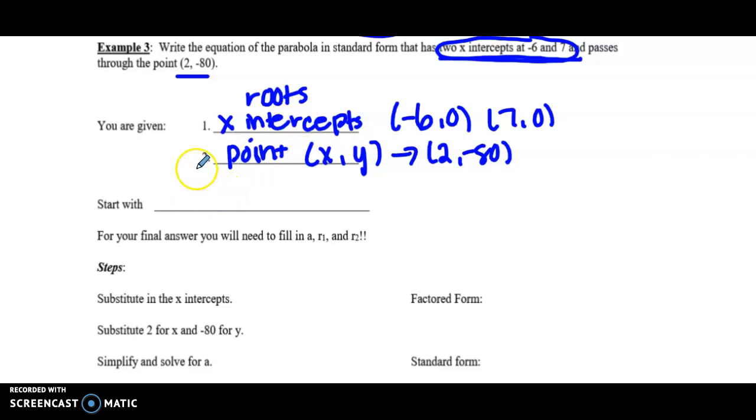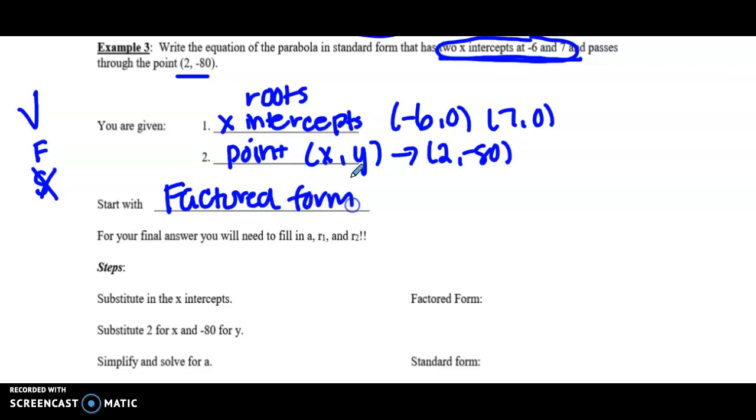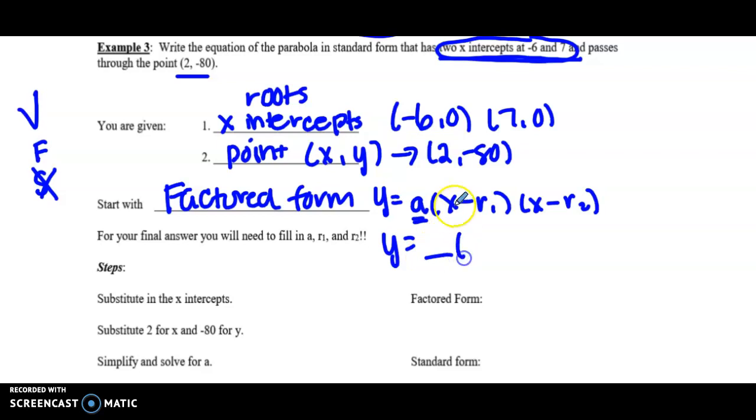So we have to decide what we're going to start with. Remember, we have three choices: vertex form, factored form, or standard form. Never start with standard form. Let's use factored form here, and the reason we're using factored form is because we're given the roots. Remember that factored form is y equals a times (x minus your first root) times (x minus your second root). We don't know our a value, so let's leave a blank there. I have my first root, it's -6, so x minus -6. I'm going to make that a positive. Then x minus your second root, so x minus 7.